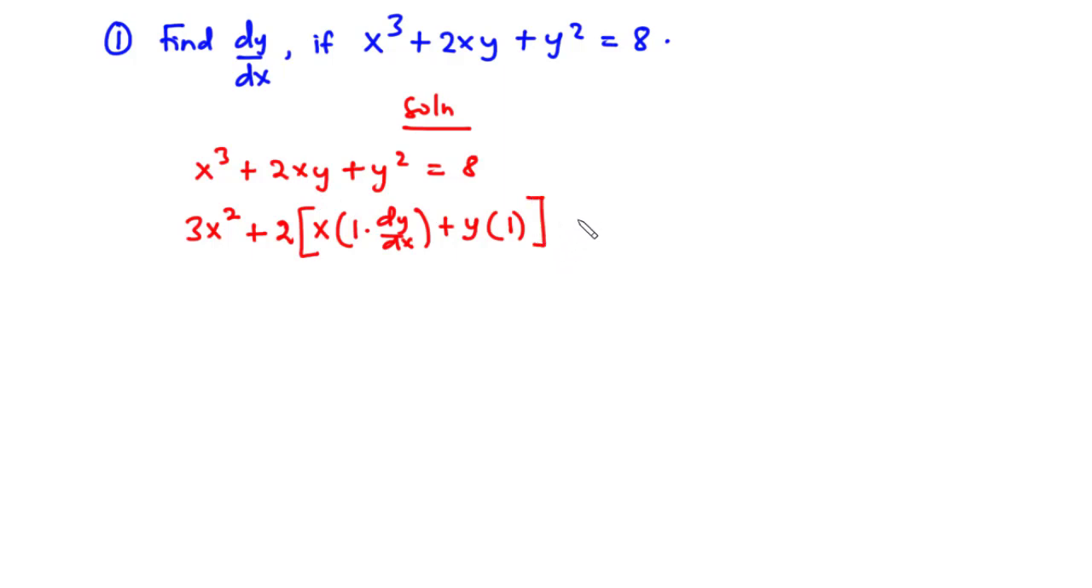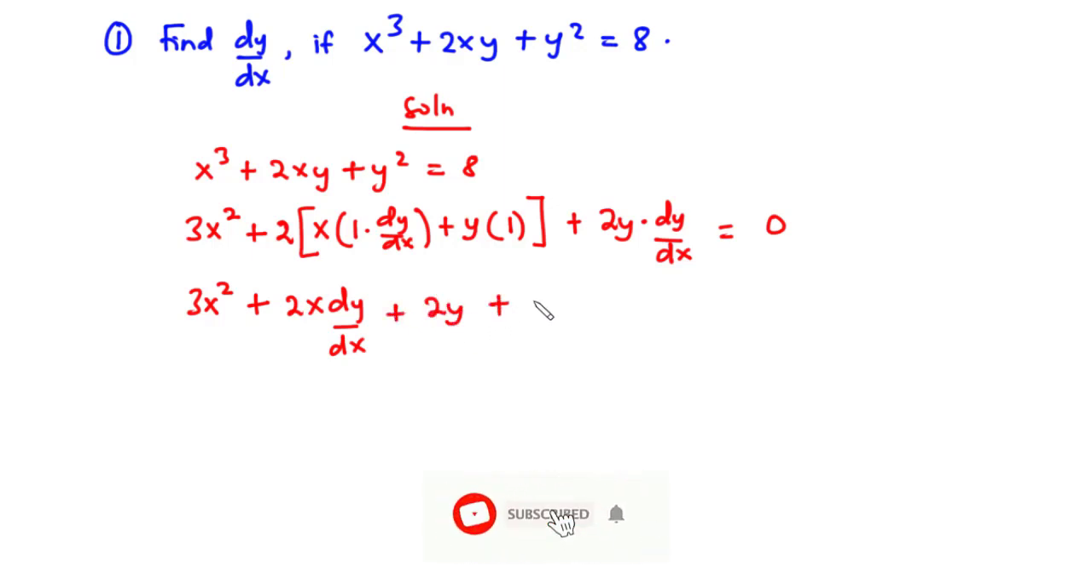For y squared, when you differentiate y squared, you have 2y, and because it is y we are differentiating, we multiply by dy/dx. When you differentiate 8, which is a constant, it goes to 0. Now let's simplify this expression. You have 3x squared plus 2x times dy/dx plus 2y plus 2y dy/dx equals 0.